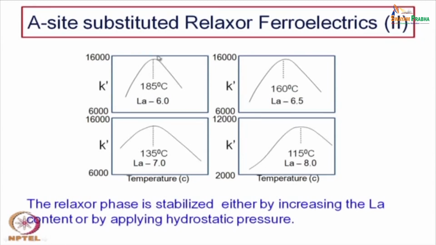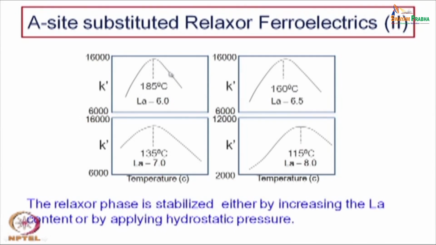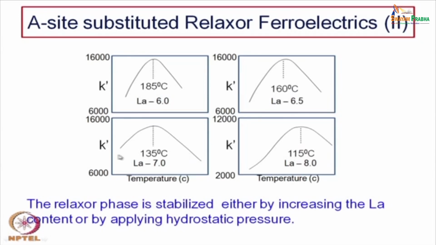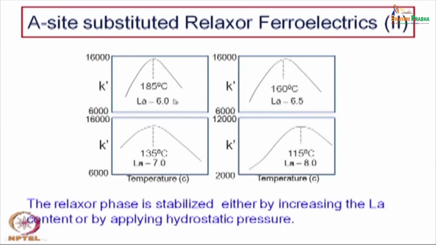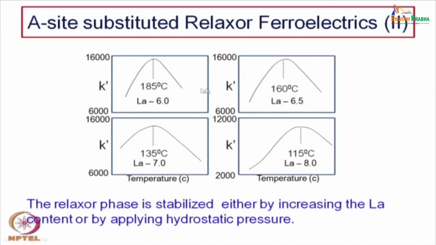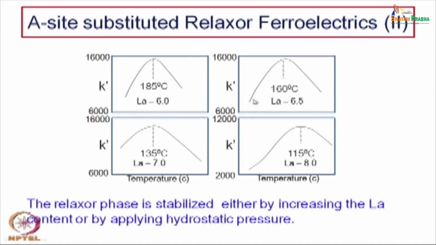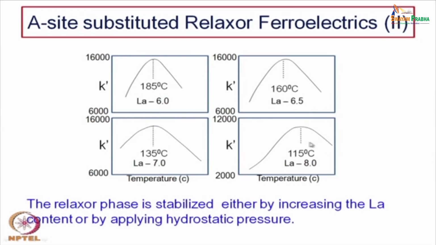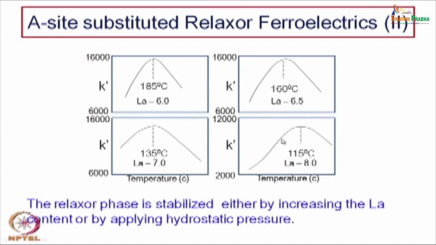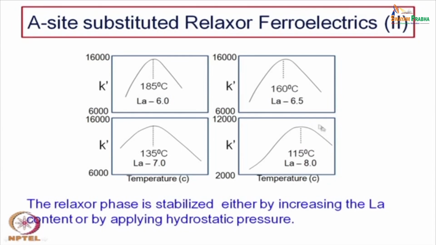Here about 4 compositions have been presented, and you can see the typical peaks. This peak is about 185 degree centigrade, and you can see a slightly narrower peak, whereas the broadness of the peak increases as we increase the lanthanum content from 6% to about 8%. And not only that, the peak temperature also shifts from 185 to 160 and then 135, and finally with 8 atom percent it shifts to about 115 degrees centigrade. So, not only the peak shifts, the peak also broadens quite a bit compared to this.